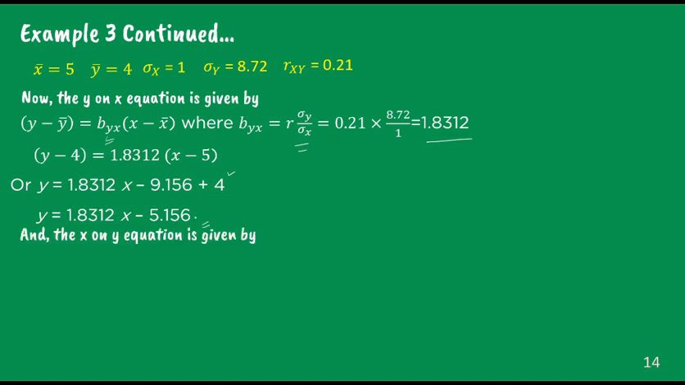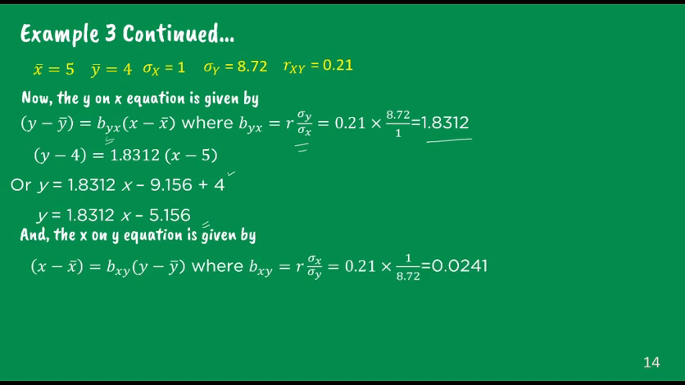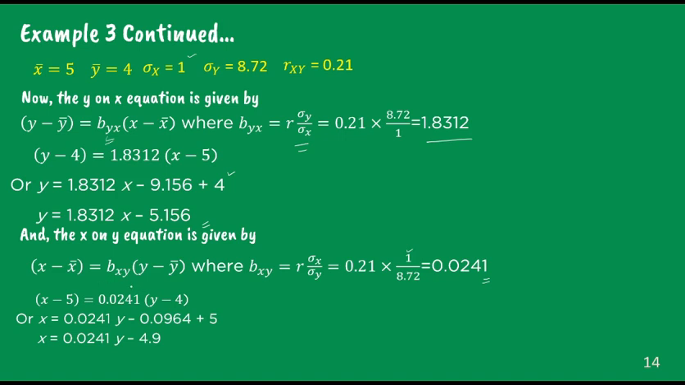And then the equation of x on y. This is the x bar. Then this value we replace here. Why do we write 1? Because you see sigma x is equal to what? So we write this value here and replace it. We get the value of bxy, and then we have x minus x bar equal to bxy into y minus y bar. So we replace all these values here, and then we get x equal to 0.0241y minus 4.9. So this is the equation of y on x, and this is the equation of x on y.